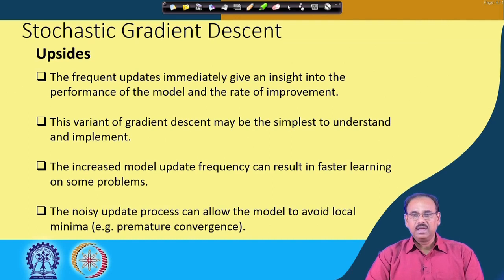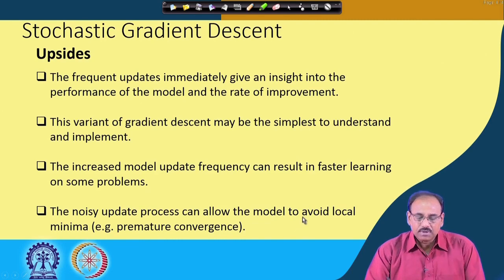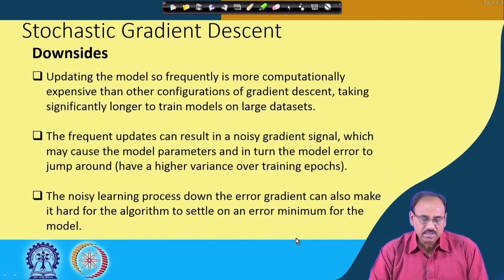While doing that, you may simply overstep the global minima or local minima. So, as a result, it may be possible that you may be able to avoid the local minima and convergence may be at the global minima. These are the advantages of the stochastic gradient descent approach. However, it has got disadvantages also.